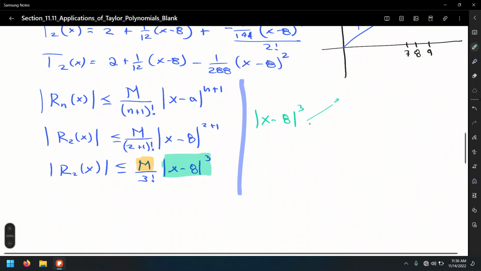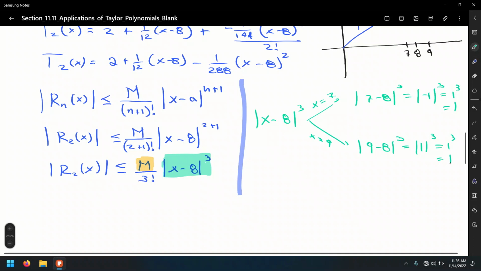So that means at x equals 7 and at x equals 9. That means the absolute value of 7 minus 8 to the third power, but in this case, the absolute value of negative 1 is 1 to the third, which equals 1. That's going to give us a 1. If we evaluate this at 9, or 9 minus 8 to the third power, that's the absolute value of 1 to the third power, which is 1 to the third power, which equals 1.